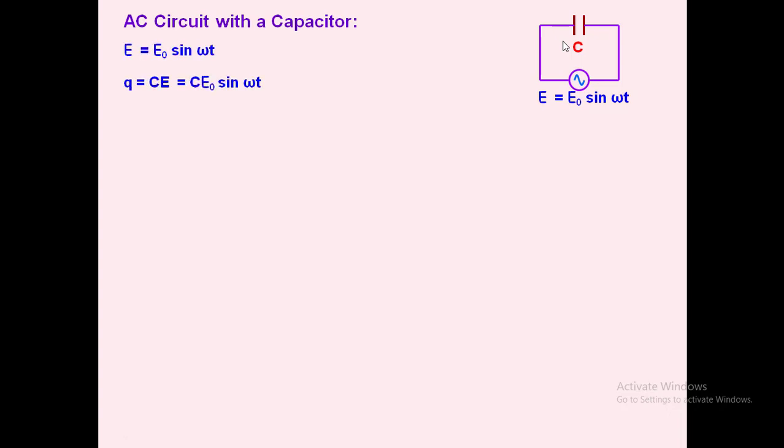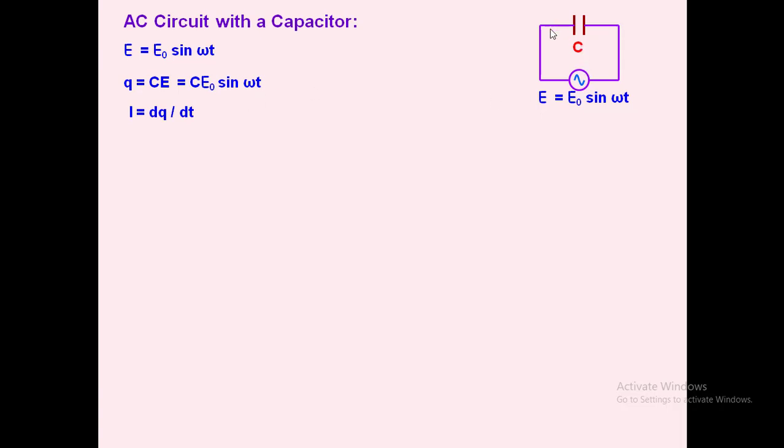Now whenever you connect it, what happens? A capacitor is going to store charge inside the capacitor plates. So the charge stored Q equals C into E, which is nothing but Q equals CV. Here V is nothing but E, so Q equals CE. But E is nothing but E naught sin omega t. So Q equals C into E naught sin omega t.